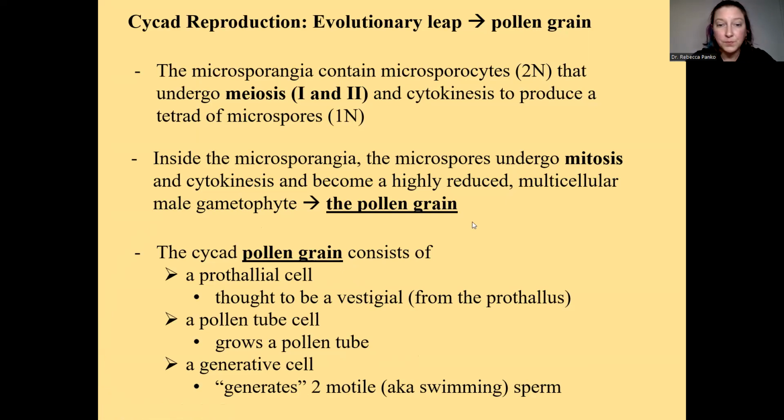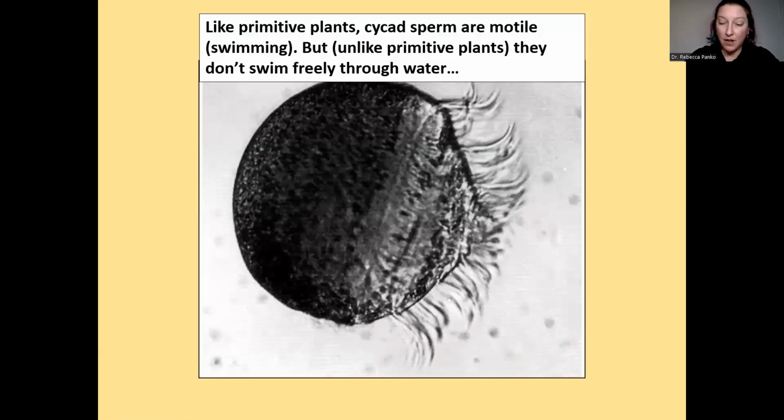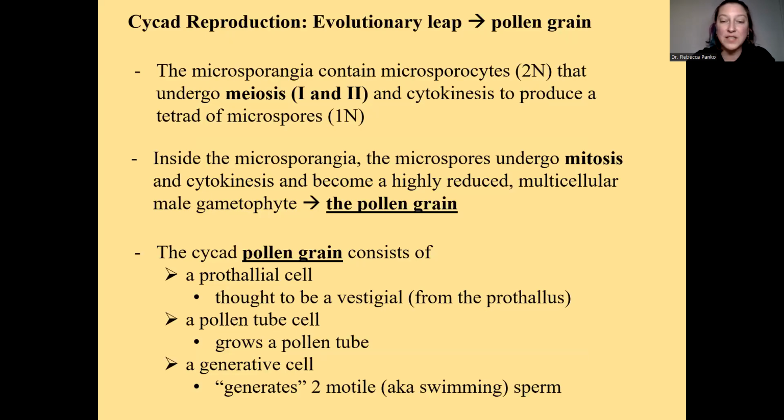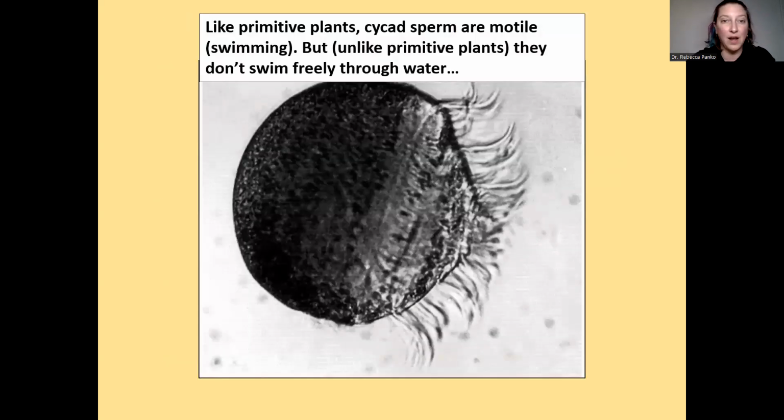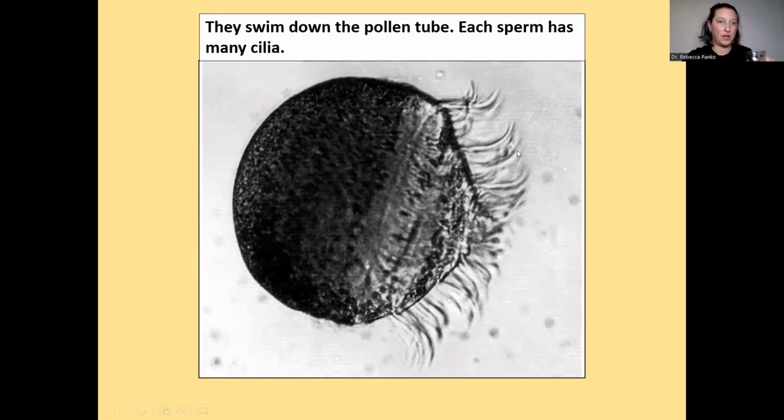All right. So here is what a pollen grain would look like under the microscope. Oh, sorry, this is cycad sperm, not pollen grain. So this is the sperm that's inside of the pollen grain. And just like the more primitive plants, the cycad sperm are able to swim. You might see they have all these little tails here. But they don't swim through water. Instead, now they're swimming down the pollen tube.